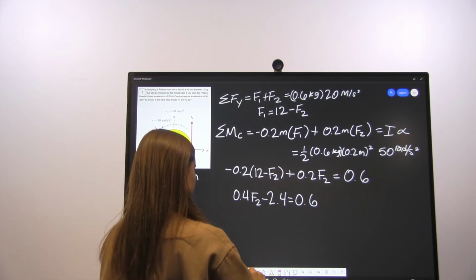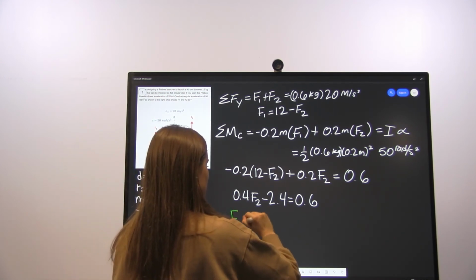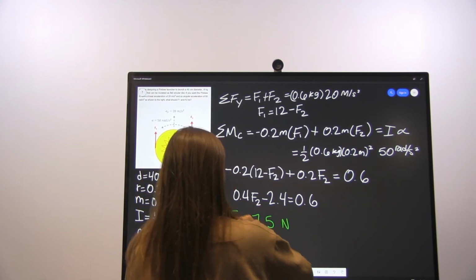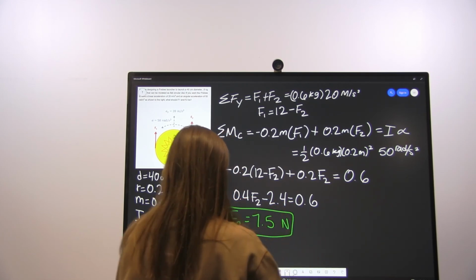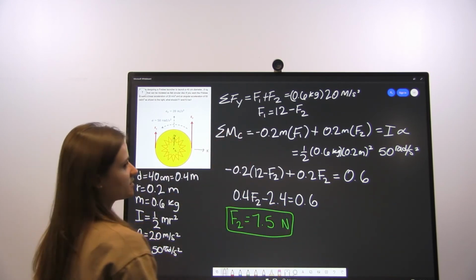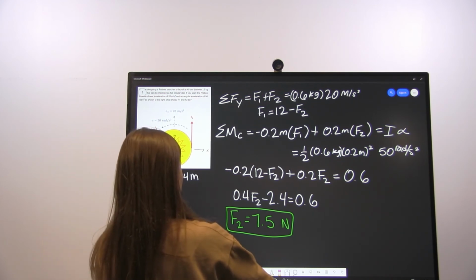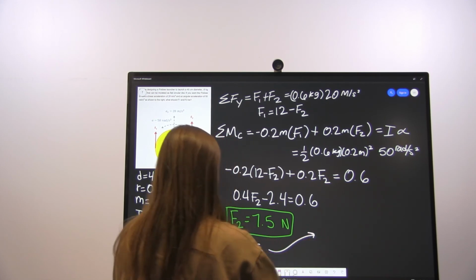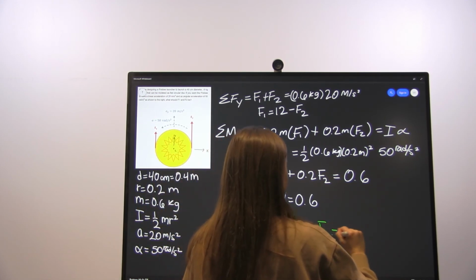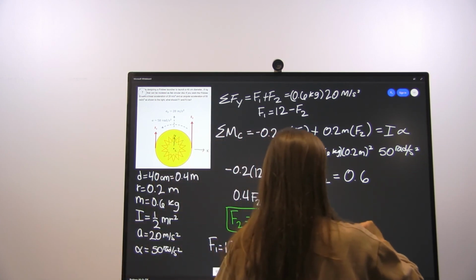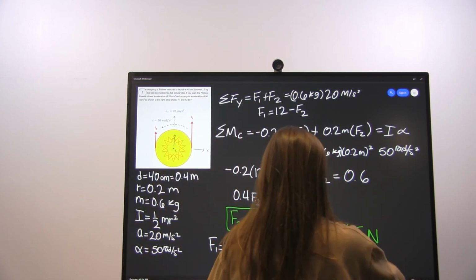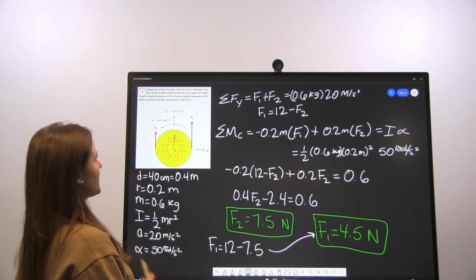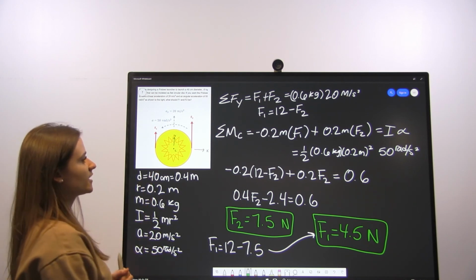That gives us force 2 is equal to 7.5 newtons. And then from here, we can plug our force 2 back into this equation to get our force 1. So we have force 1 is equal to 12 minus 7.5, and this gives us force 1 is equal to 4.5 newtons. And those are the force 1 and force 2 that we want in our initial situation.